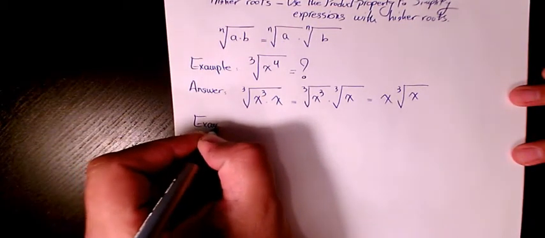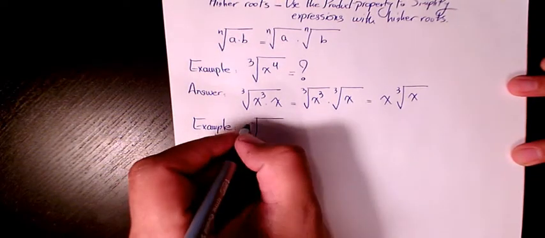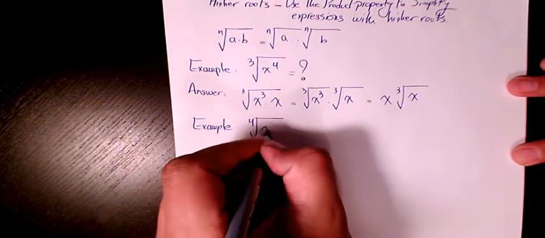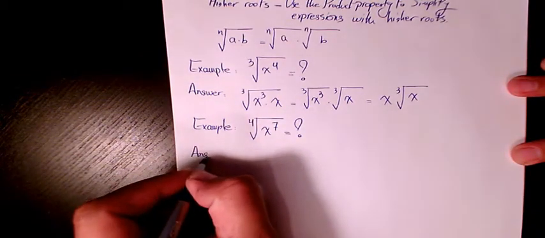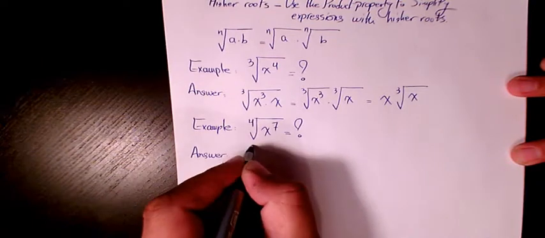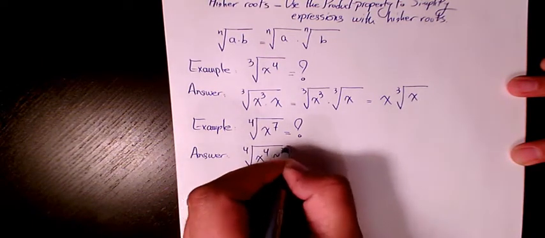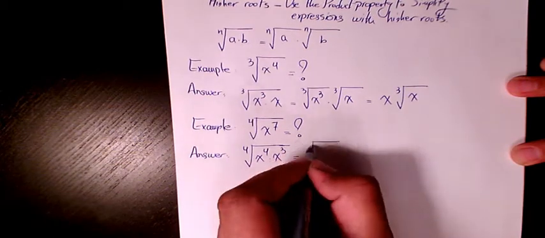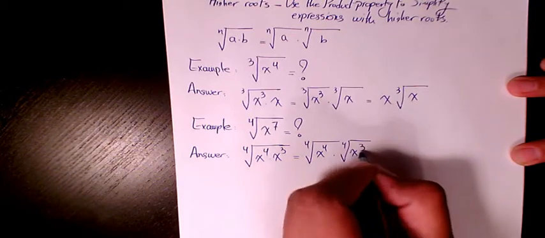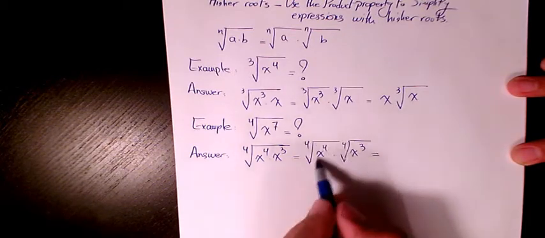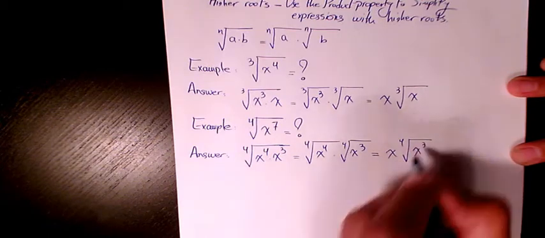Next example is fourth root of x to the power of 7. Answer is x to the power of 4 times x to the power of 3, which makes it fourth root of x to the power of 4 times fourth root of x to the power of 3. The first part makes it just x, so it's going to be x times fourth root of x cubed.